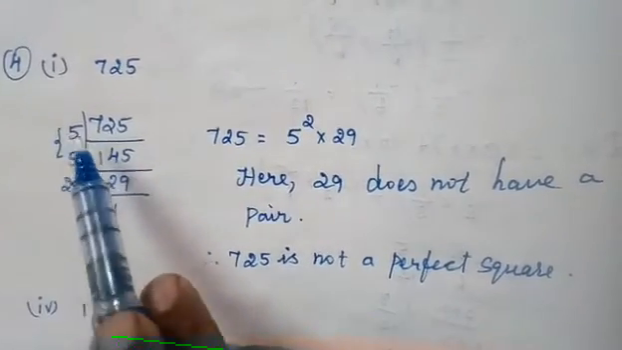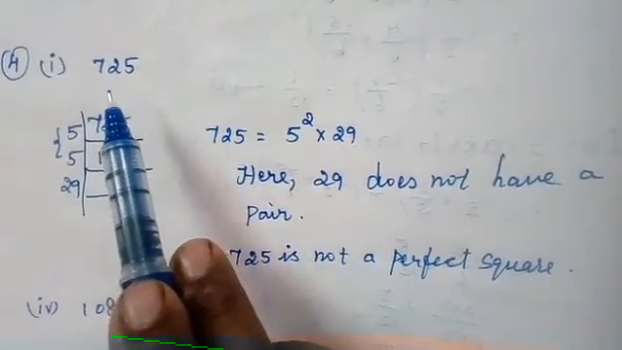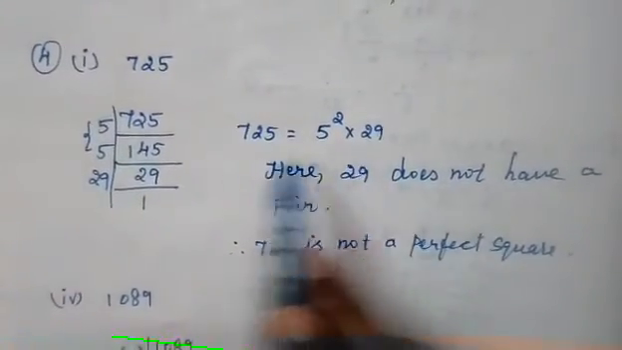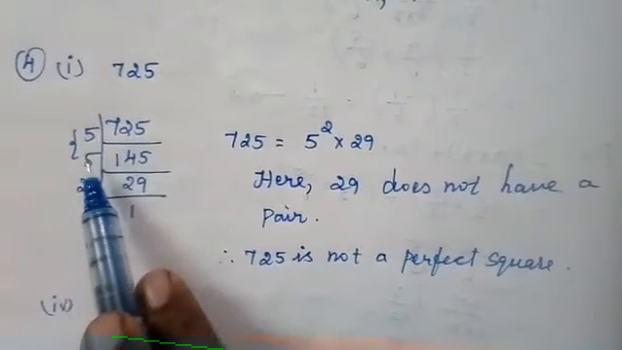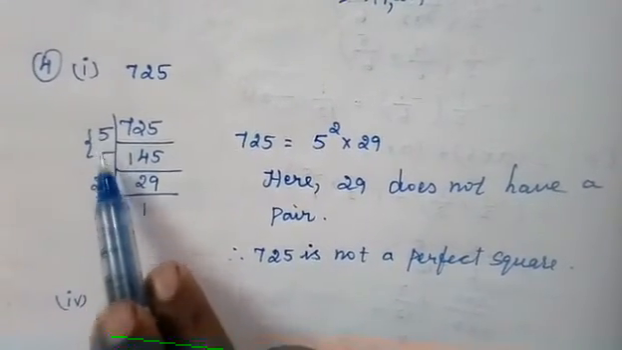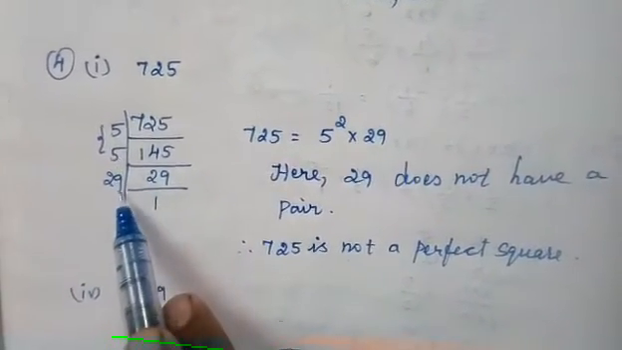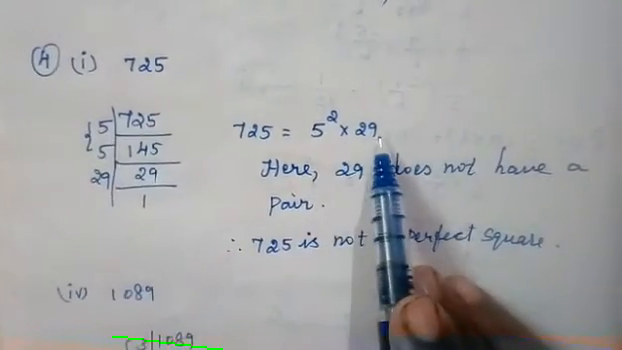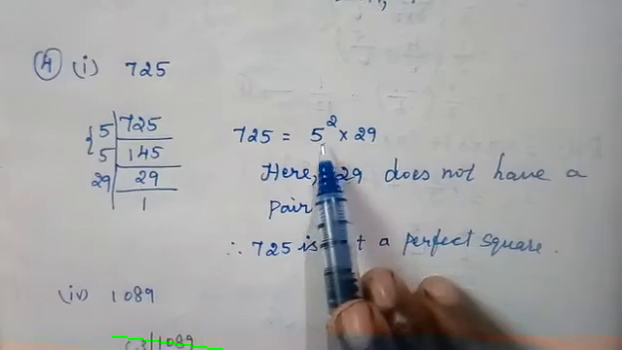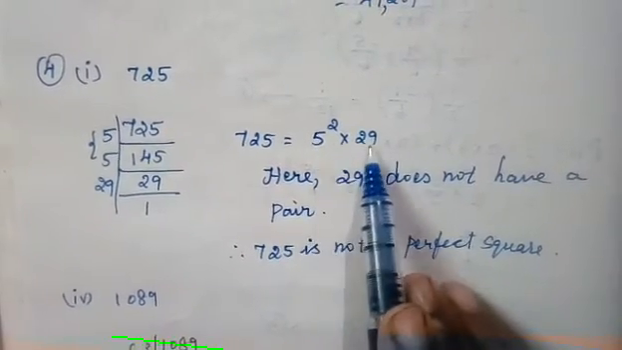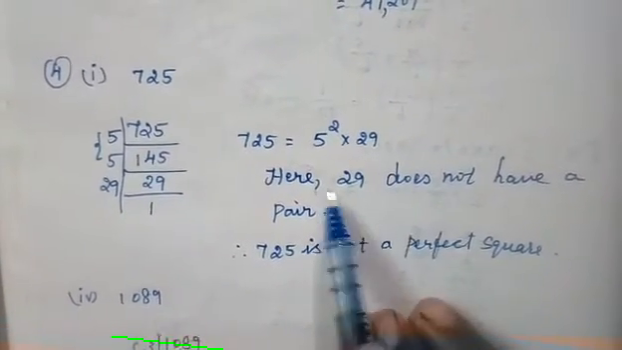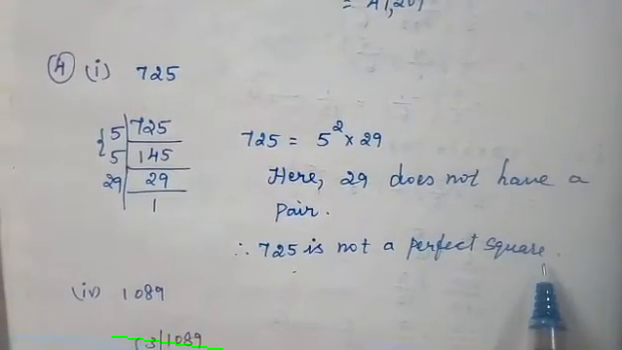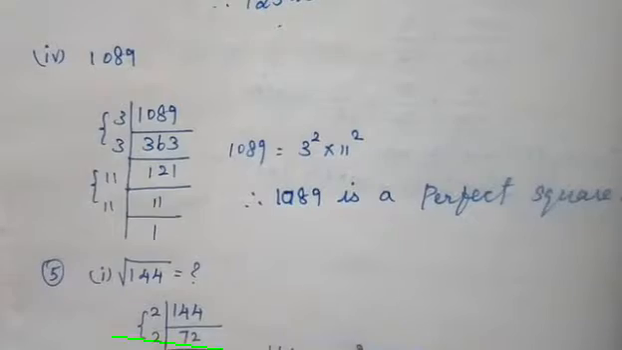So now we want to check if it is a square number. How you have to write: square number means you have to arrange pairs of numbers. For 5, 2 numbers are there, so 29 is not in a pair. So write separately, that is 5 square into 29. Here 5 has a pair, 29 does not have a pair. So 725 is not a perfect square. Second and third sums, try yourself.